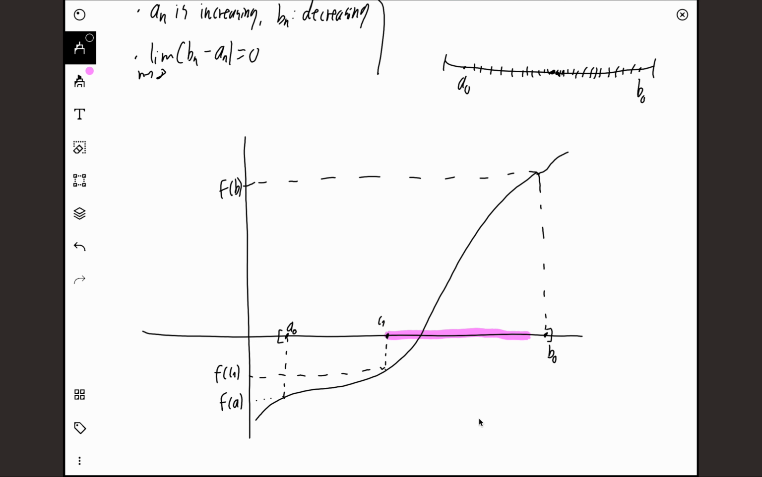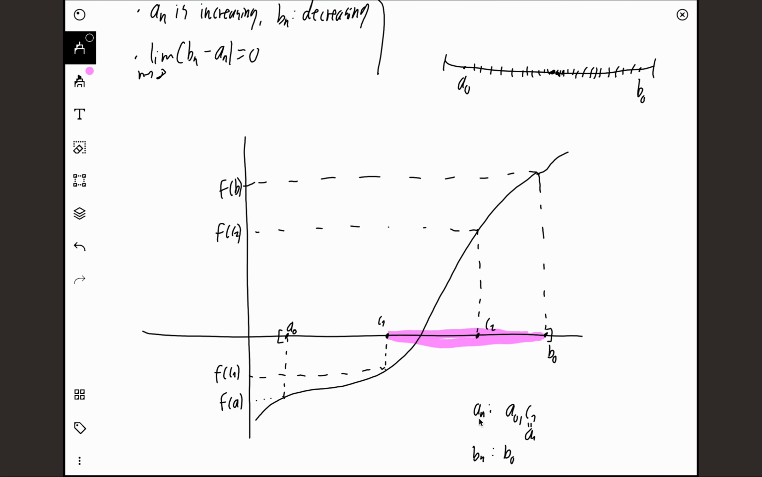So how we're going to do that is we're going to update our an sequence. Our an sequence starts with a0, and its first term is going to be c1, so a1 we define as c1, and our bn sequence is just going to stay for now as only b0. So we updated our an sequence, and now we only focus on this interval here, and we do the exact same thing again. We find the midpoint between a1 and b0, which is going to be over here, and we call this c2.